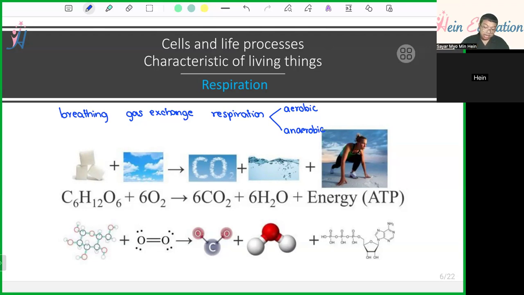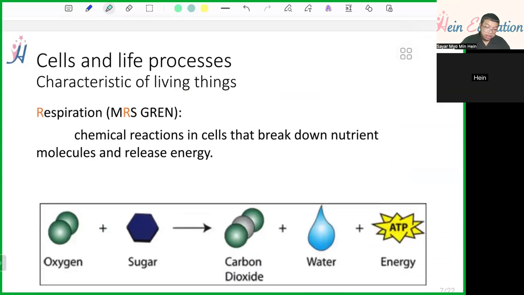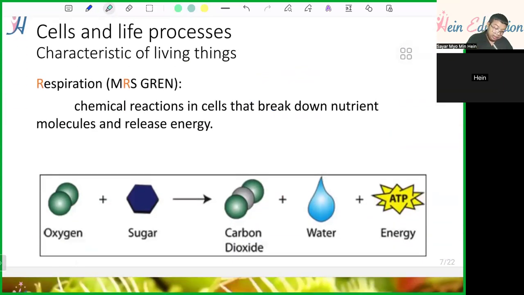Here is an equation: glucose plus oxygen results in carbon dioxide, water, as well as energy. From respiration, the main thing that we want is energy. That energy can be used in other processes that happen in our body, such as active transport, cell division, neurons, and everything. So respiration is a chemical reaction in cells.